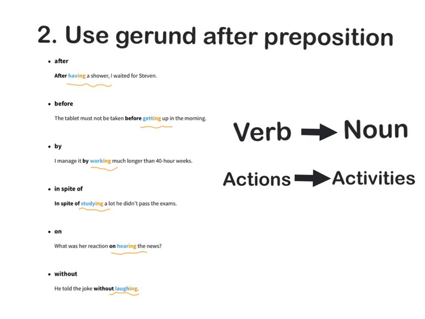For example, the tablet must not be taken before getting up in the morning. Okay, so getting up is no longer just an action to get up. Okay, it's an activity. Before this whole activity is done, the medicine must not be taken. So if you see preposition by, in spite of, on, without, or all other prepositions, after that we use ing. Okay? In spite of studying, by working, on hearing the news, without laughing. Just remember, after preposition, gerund.